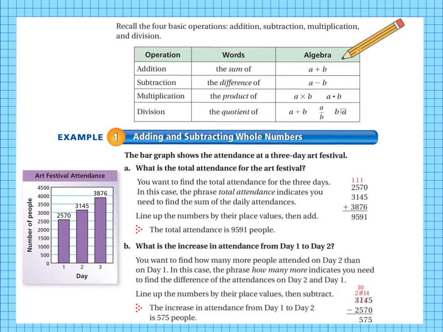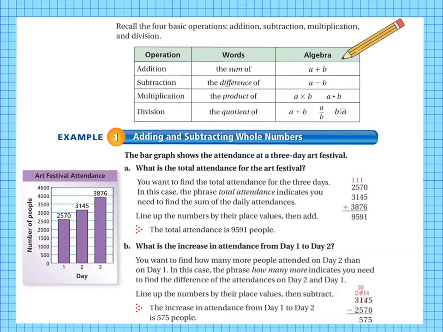Let's get started. First, you're asked to recall the 4 basic operations: addition, subtraction, multiplication, and division. Start off by copying the table that's at the top of the page into your math notebook. It says operation, words, and algebra.